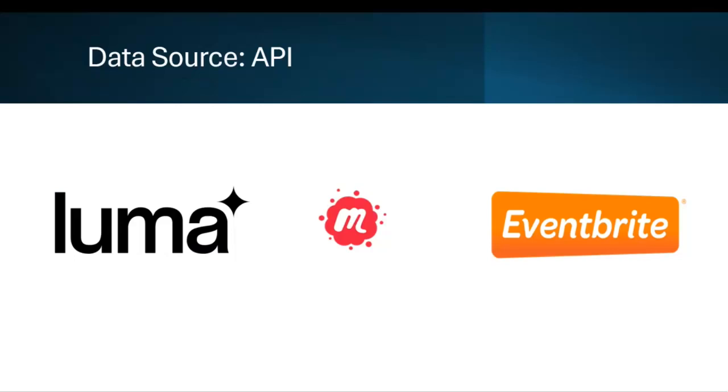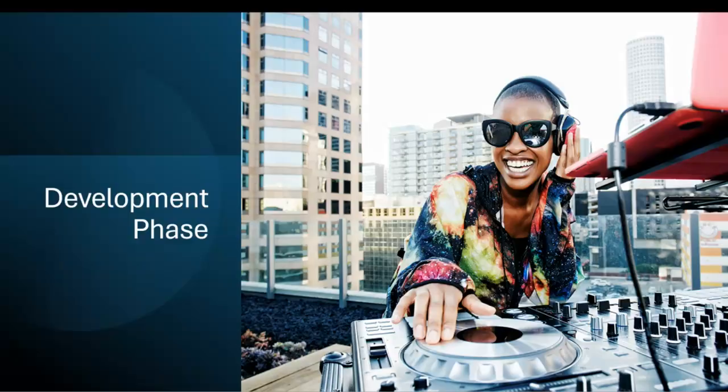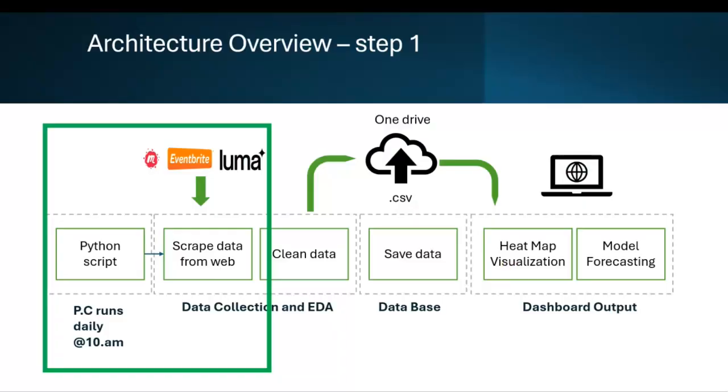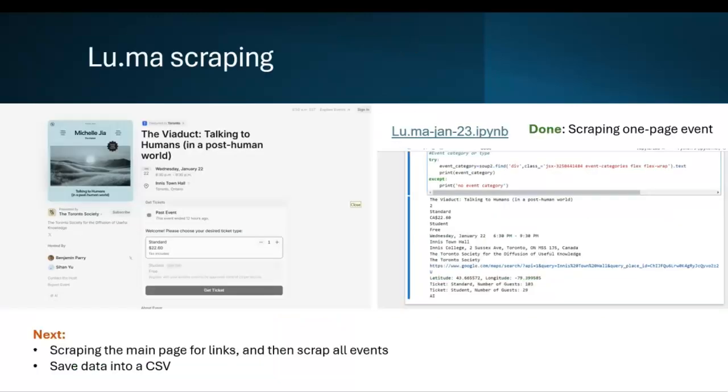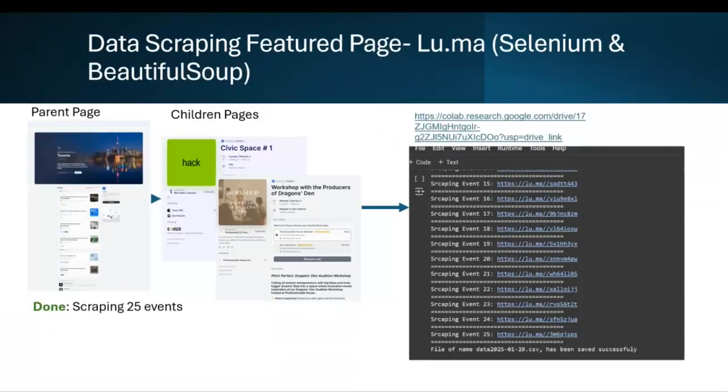So we have to scrape data from 3 websites, Luma, MetApp, and Eventbrite. And this is a small architecture of what we're doing. We have to run a Python script, scrape the data, clean the data, combine the data, and then use it for visualization and forecasting. And we start with Luma scraping.